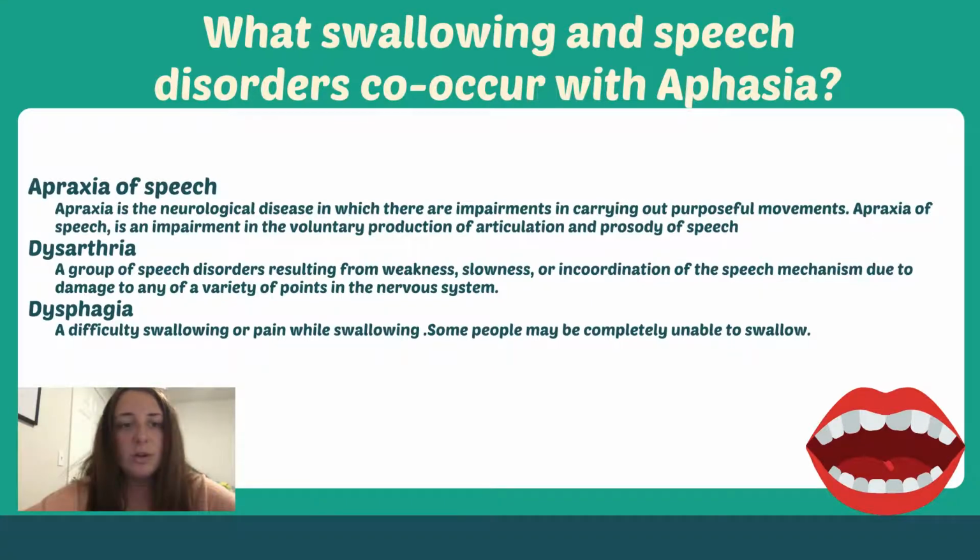The last disorder to co-occur with aphasia is dysphagia. Dysphagia is difficulty swallowing or pain while swallowing. Some people may be completely unable to swallow, while others find certain foods or textures harder to swallow than others.